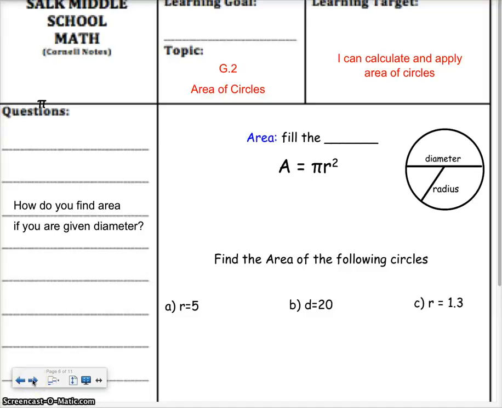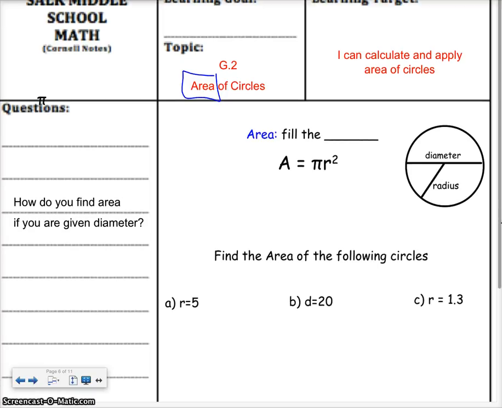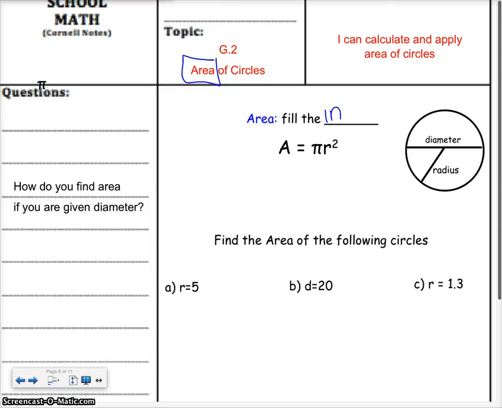Learned circumference, the other application with circles is finding area. So your learning target: you can calculate and apply area of circles. Meaning you're going to be able to work backwards with the area of a circle as well. Area means you fill the inside. So it's everything inside of a circle.